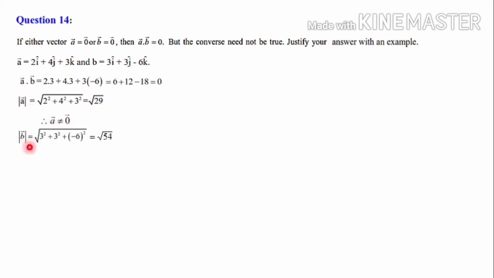Then again, vector B modulus we have to take, that is x square plus y square plus z square, that is 3 square plus 3 square plus minus 6 whole square. When you add it, we will get root 54. This is also a non-zero quantity, therefore we can conclude that vector B is not a 0 vector. So here A dot B we have got 0, but A is not a 0 vector, B is also not a 0 vector, means the converse of the statement need not be true. That is our conclusion.